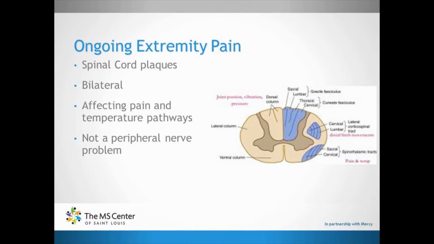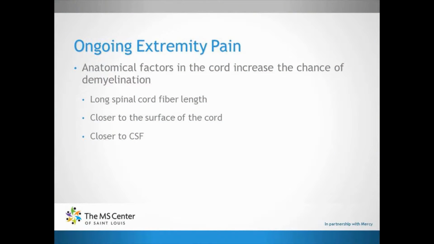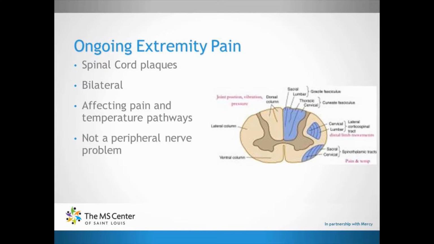So where do these pathways live? You can see here that there are different areas carved out. This is what we call the posterior or dorsal columns. And more towards the front, you have the spinothalamic tract that carries pain and temperature. These are the factors that increase the risk of extremity pain. Because the spinal cord is long, there's more opportunity to have plaques along that length. That just makes sense.